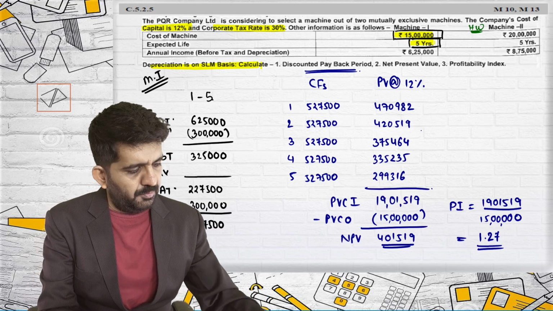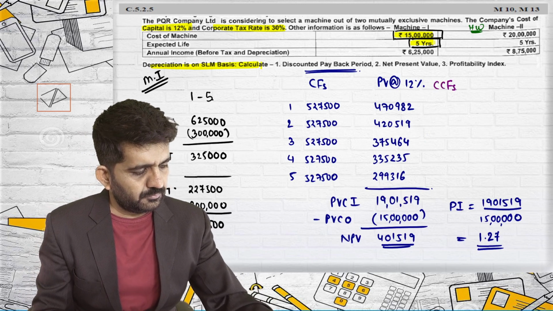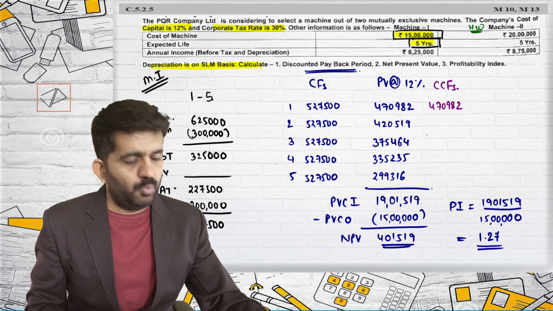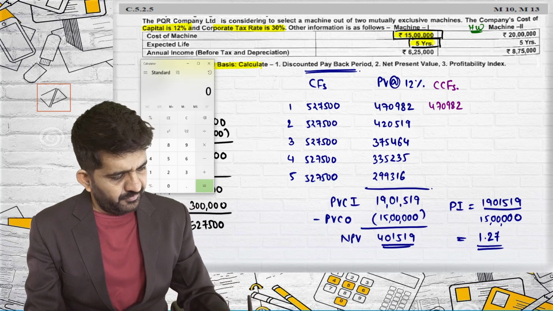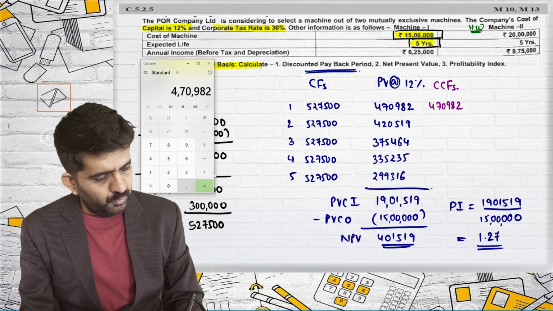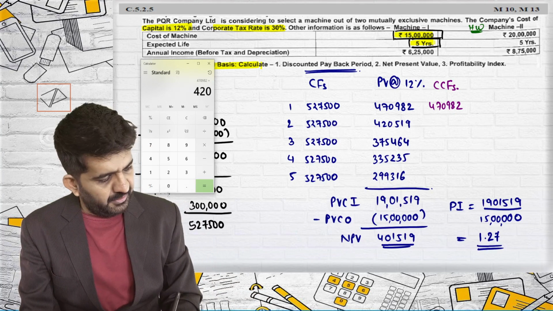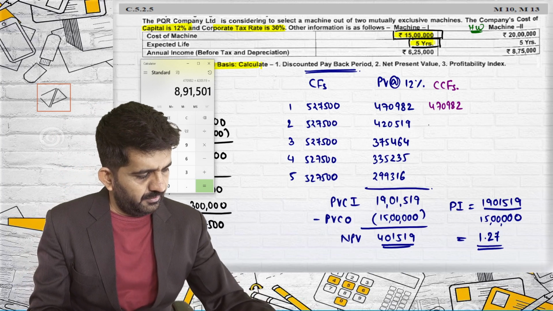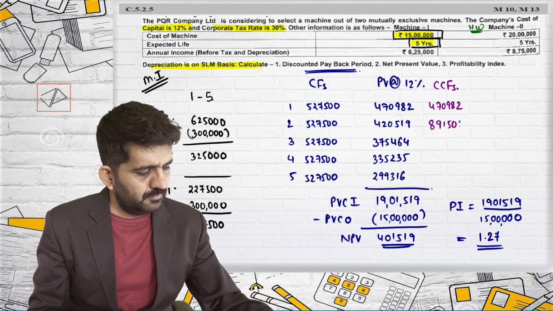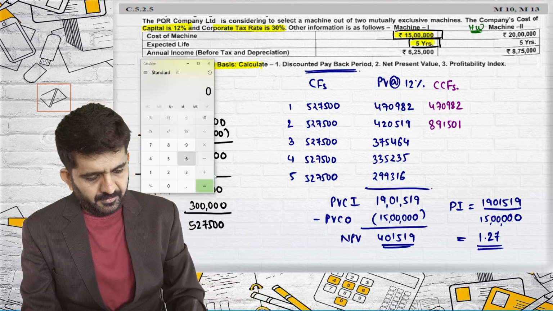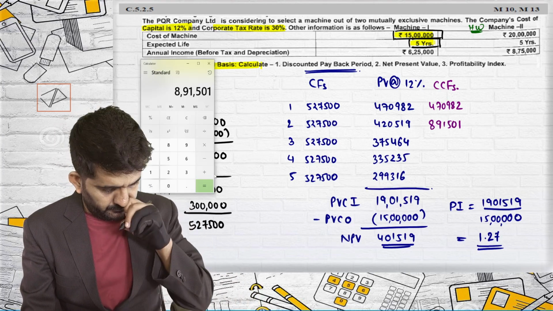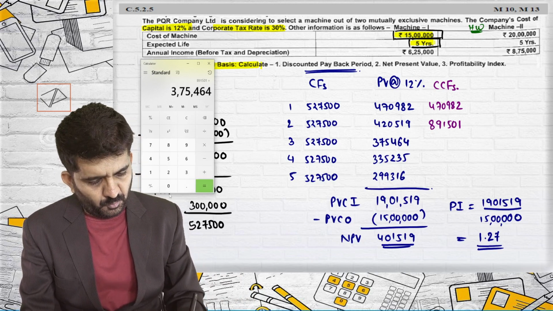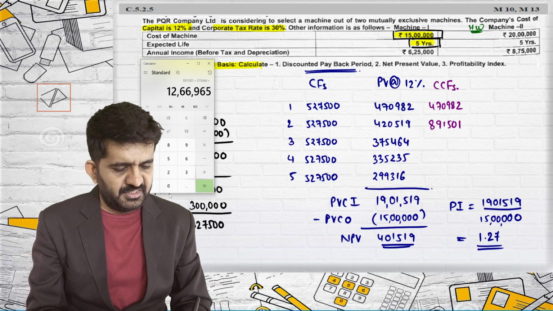I will require cumulative cash flows because I want payback period. 470,982. I need to recover 15 lakhs, right? 470,982 plus 420,519 is 891,501. 891,501 plus 375,464 is 1,266,965.